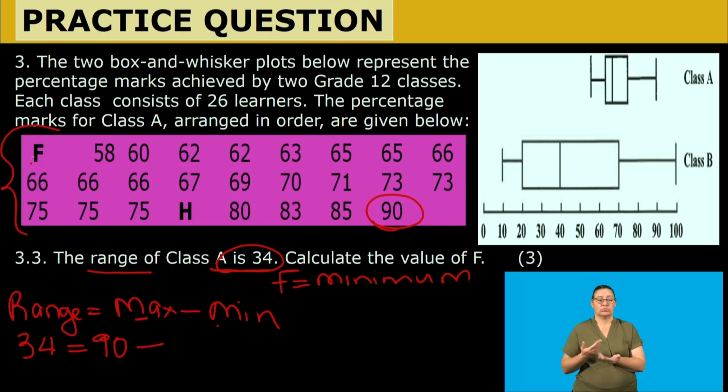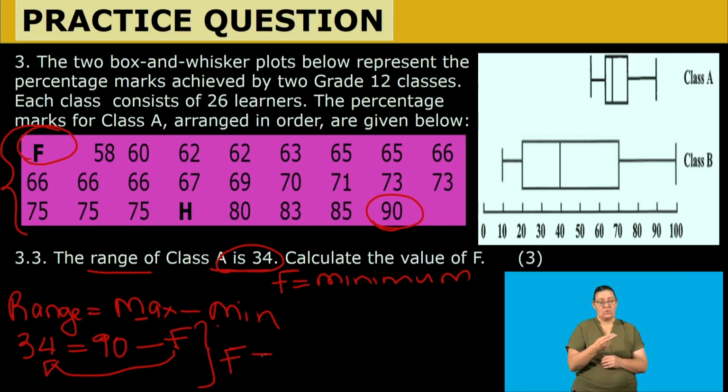No, we know that the minimum value is represented by F. So it means we'll have to find the value of F. When we find the value of F, we are going to take the F to the other side because we want to have F is equal to something. So we'll bring F that side. Therefore, it will be F equals to, we have 90 there.